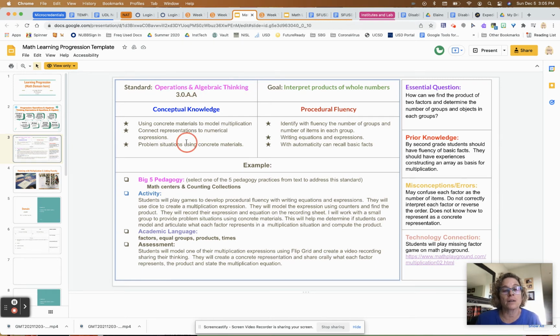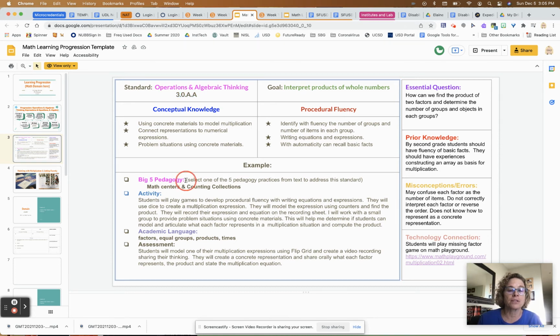So then you're going to talk about the conceptual knowledge, right? So think of that CRA model. How are you going to give them the real world examples? Can you use manipulatives? What is that conceptual piece? And then how will you end up procedurally? What are you expecting students to do? And again, stay laser focused on that standard.